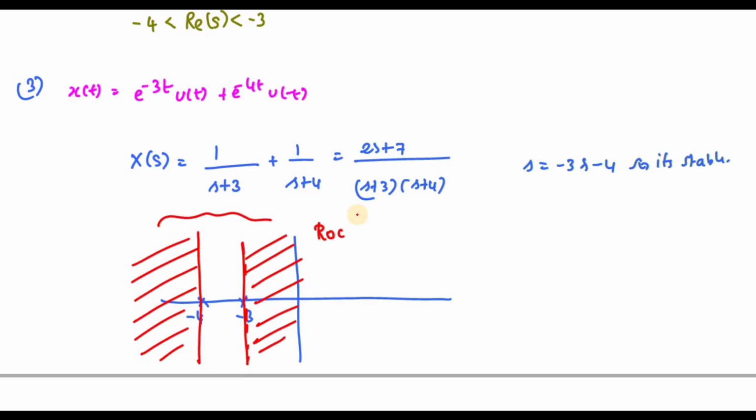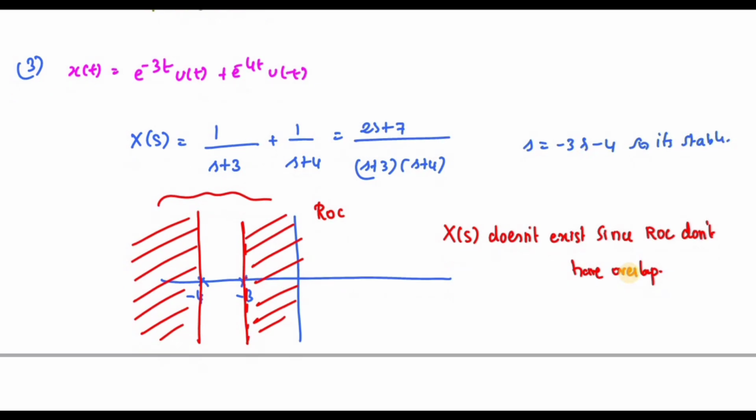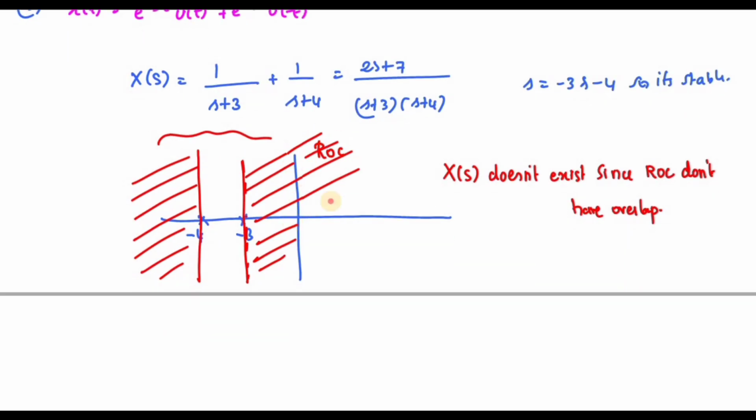So we can't write like this, right? So the X(s) doesn't exist, since these ROCs don't have overlap. Okay. So this type of ROC will not exist. And so here you can see the s equal to minus 4 is non-causal. Since this ROC is itself not existing, we can't find whether it is causal or not. Okay.